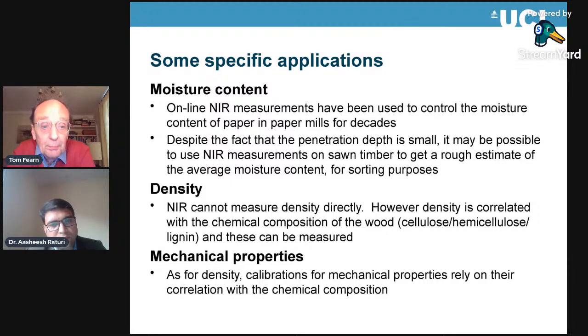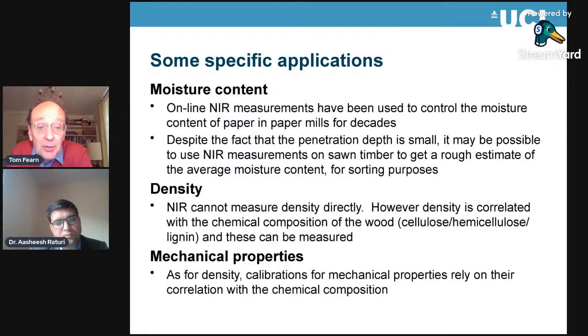And I've also seen papers where people have looked at sawn timber in timber mills to get at least a rough idea of the average moisture content. Now, you're only measuring a few millimeters, so you're relying there on that being predictive of the overall moisture content. But in a particular situation, that might be good, and it certainly might be as good as a capacitance meter used on the surface of the wood, because that's not going to see very far in either.